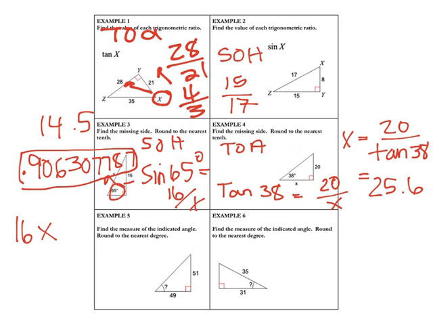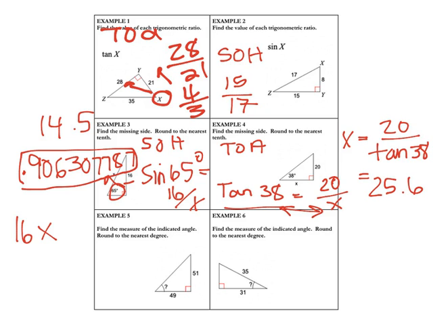When you look at example 4, you see that we have an angle and we have the opposite, and then we're looking for the adjacent. So it's TOA, tangent, opposite, adjacent. So we find the tangent of 38, because that's the degree that we have, and the opposite, 20, is over the adjacent, x. I know that I can switch the x and the tan 38, because basically they're just factors of the same number. So when I switch those, 20 divided by the tangent of 38 is 25.6.